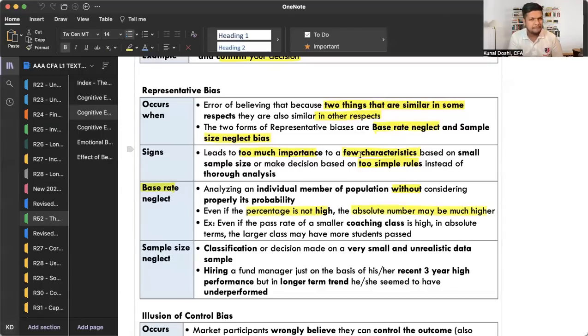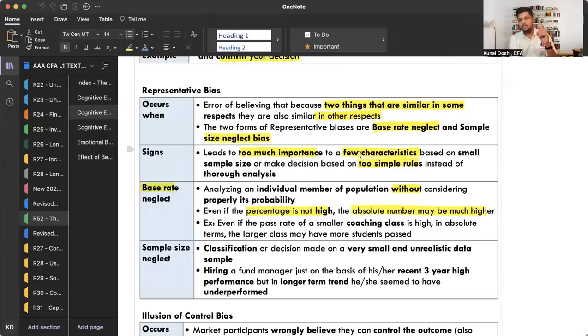Does it happen? Even if the percentage is not high, the absolute number may be much higher. Remember, this very much happens in the coaching industry, the training industry. Those small institutes which have, let's say, 4 or 5 students, they always say, oh, our percentage result is high. I recently saw a post by one of the institutes saying that, I think they had only 3 or 4 students, and they said, oh, we got 100% result, right? Well, even for a proper sample, we need 30.